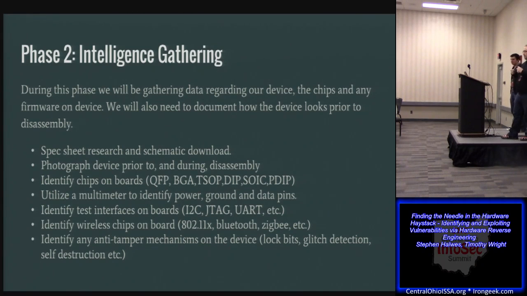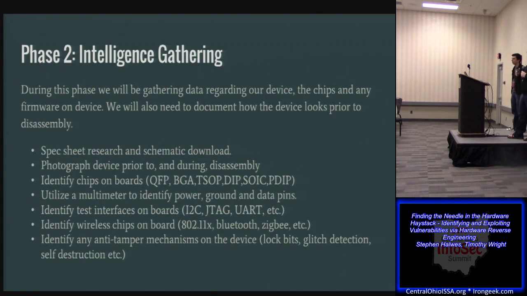Next, we're identifying the chips that are on the board. If it's an SOIC chip or a PDIP or something like that, you can take a piece of graph paper, write it on the graph paper, and have a simple drawing, all the way up to having a piece of software where you can map all that. And using tools like a multimeter to identify the power, ground, or data pins on the board.